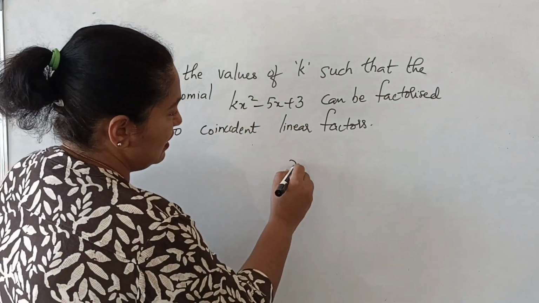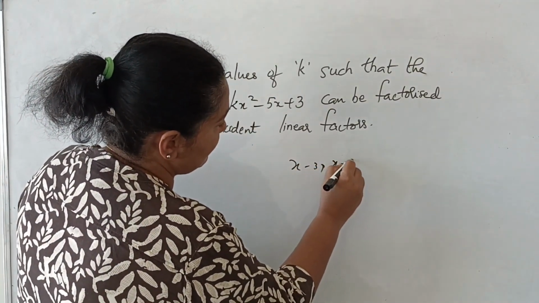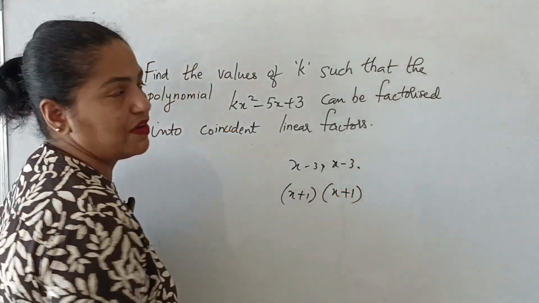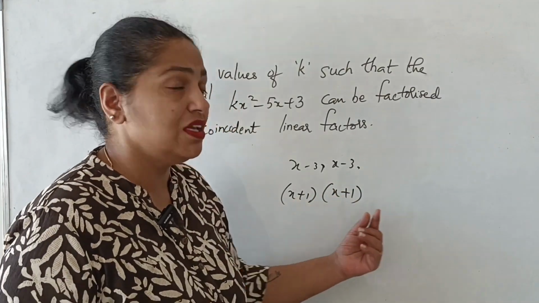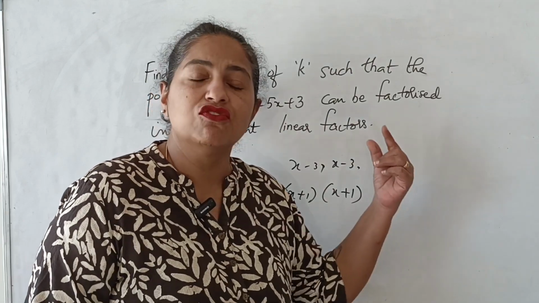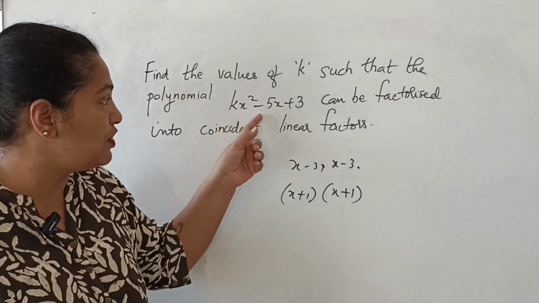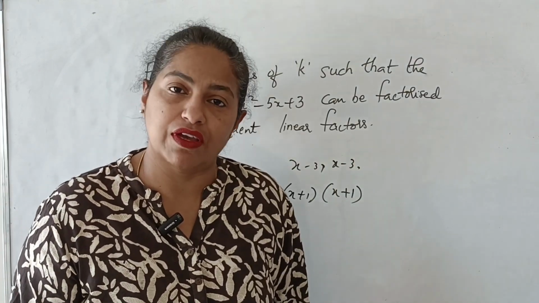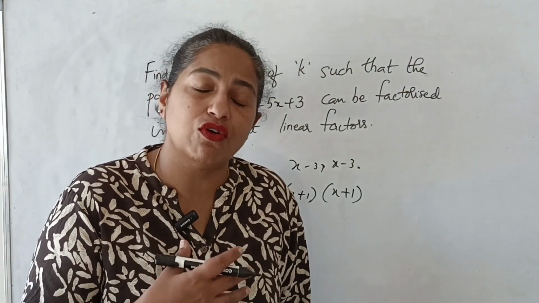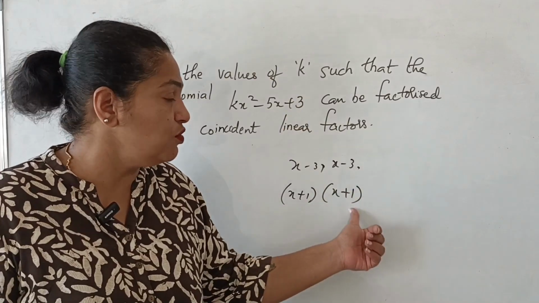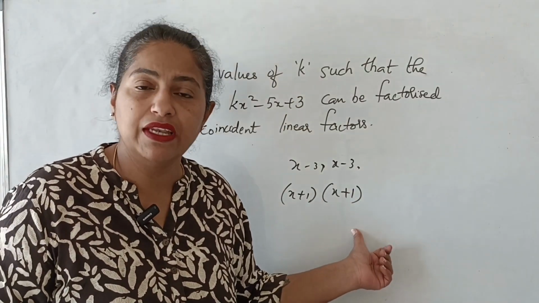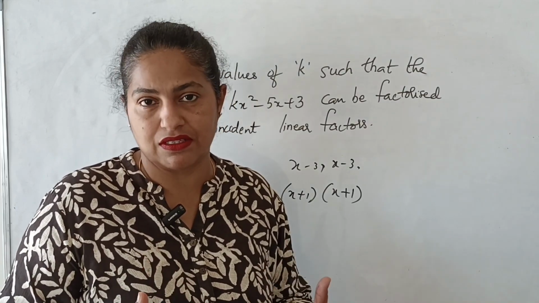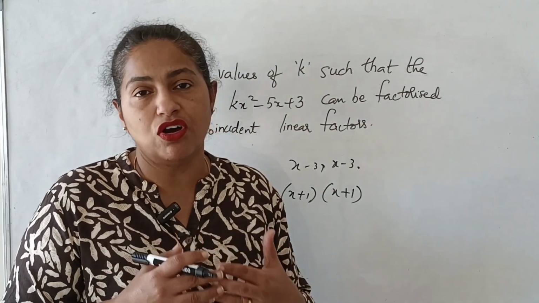For example, x minus 3 and x minus 3. Same factors, x plus 1 and x plus 1. When these are multiplied together, we get a polynomial, right? So they are asking, if this polynomial has to be of that form, find the value of k so that this can be factorized into this form. Fine. I hope you are clear with the question. Basically, find the equal factors. Okay, now let us see how we can go about it.